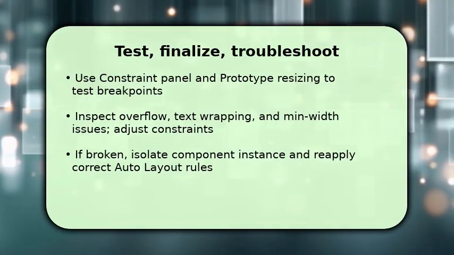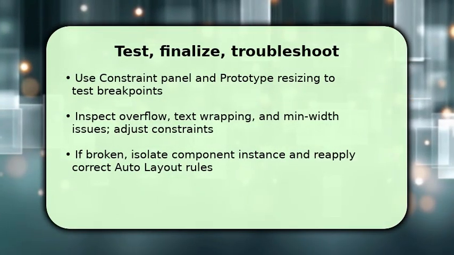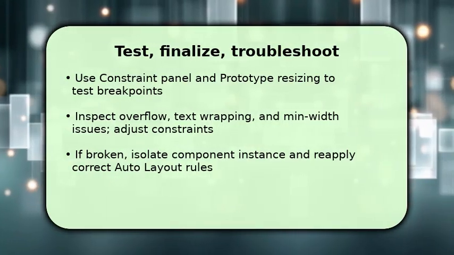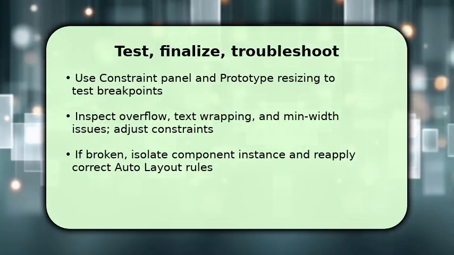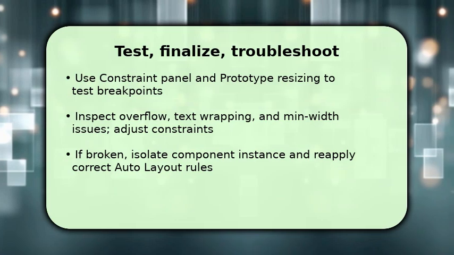If something breaks, isolate the problematic component instance, inspect its auto layout and constraint settings, and reapply the intended rules. You'll finish with a consistent system that scales, because each component enforces predictable resizing behavior.